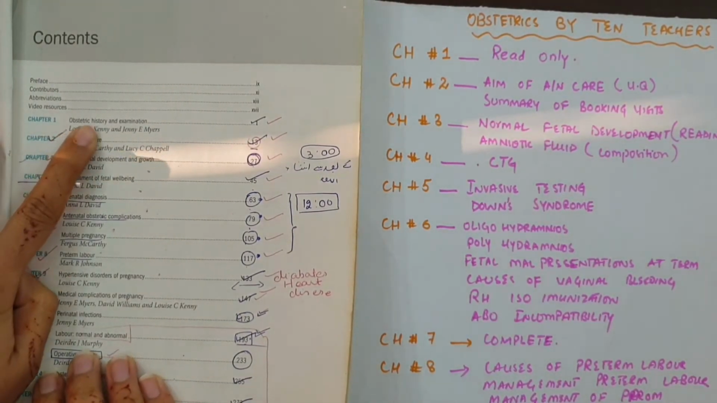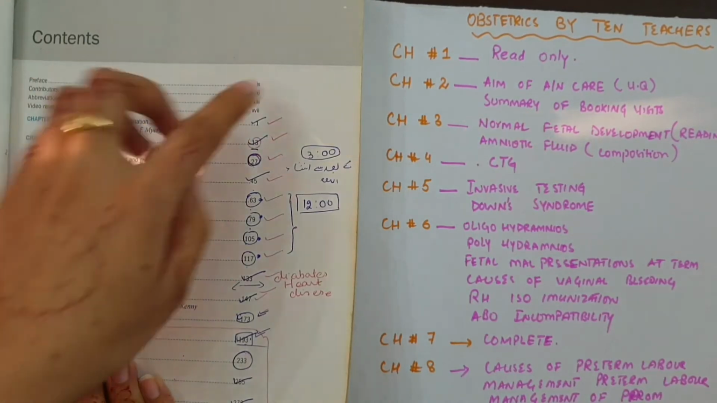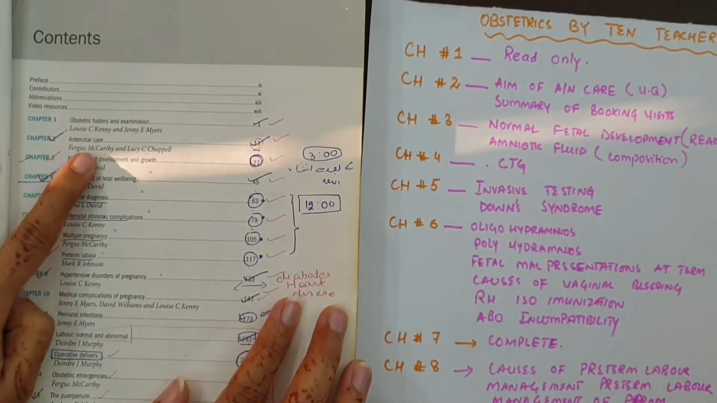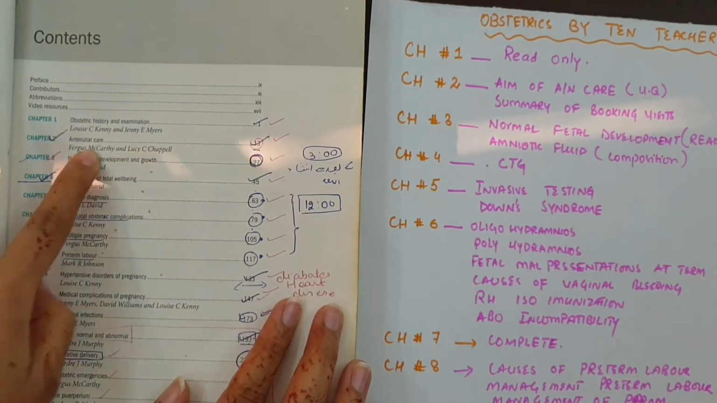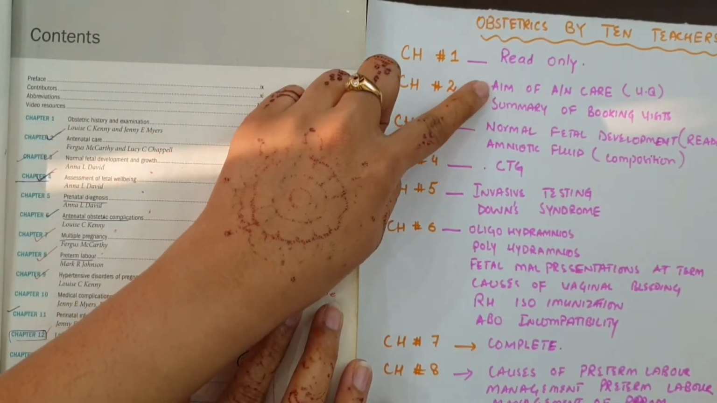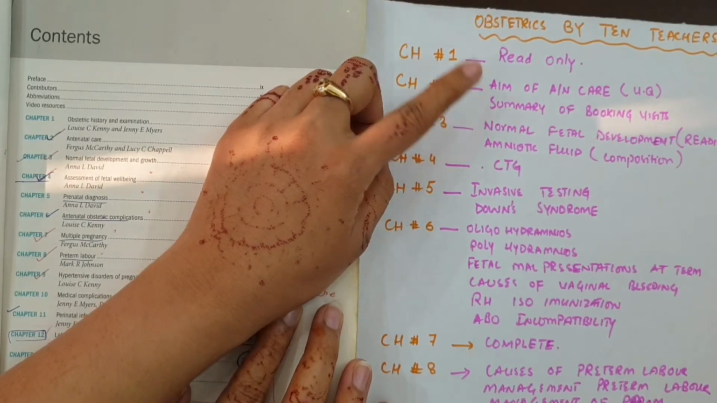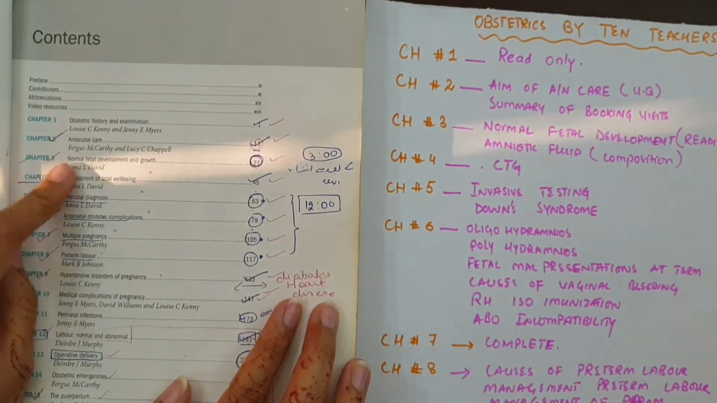This is about obstetric history and examination. You will give a single reading of this chapter. Then the second chapter, antenatal care. In this chapter, aims of antenatal care is important, UQ, and summary of booking visits is also important. And the rest of the chapter you will give a single reading.